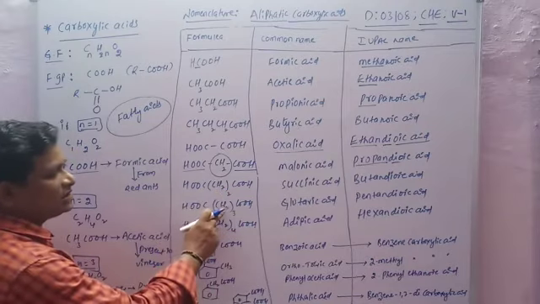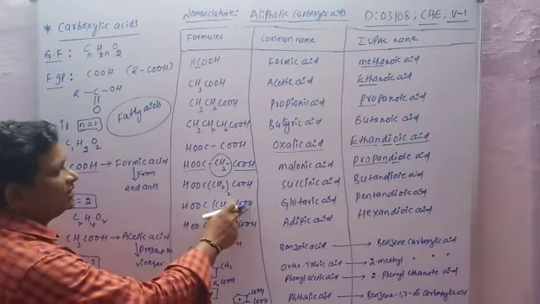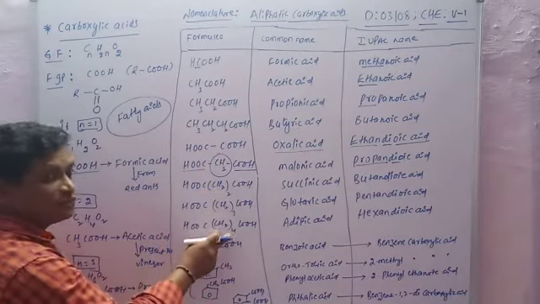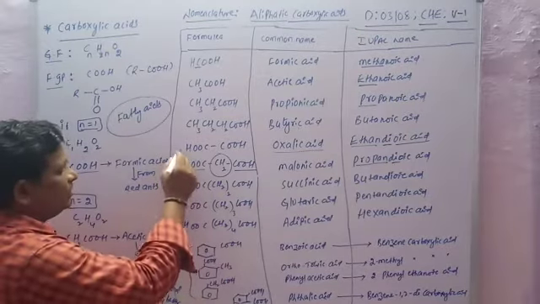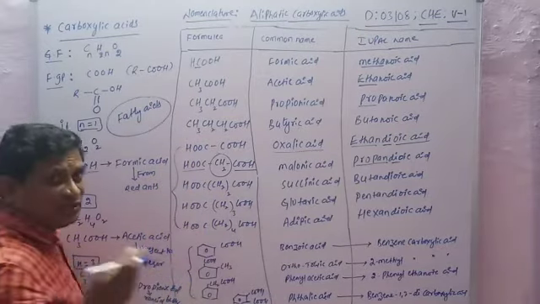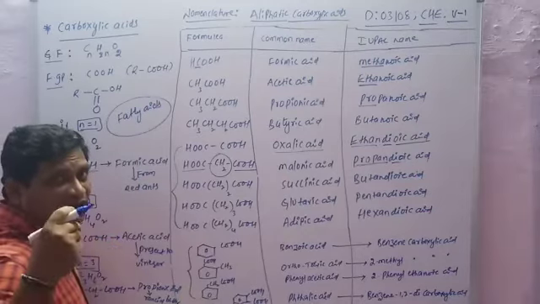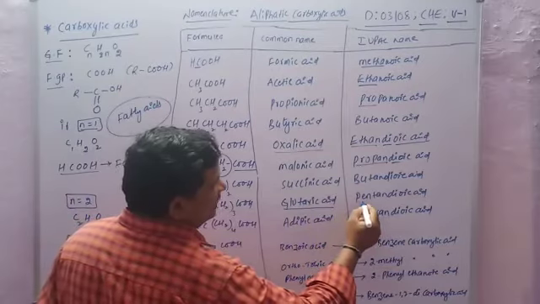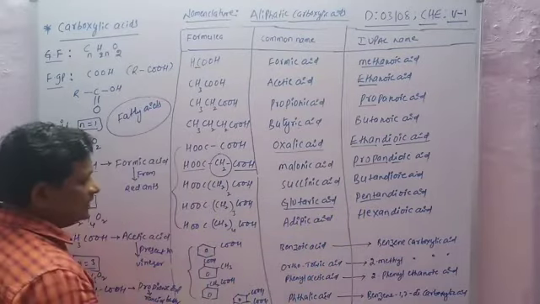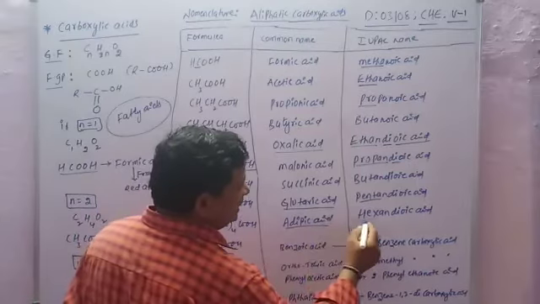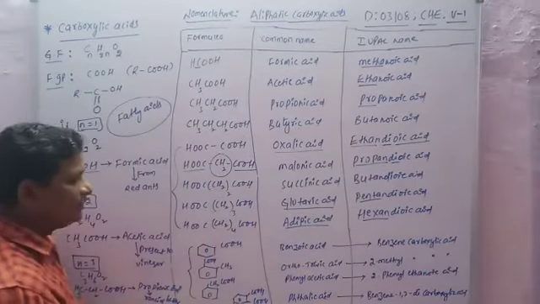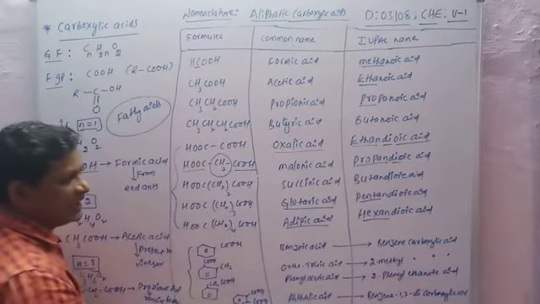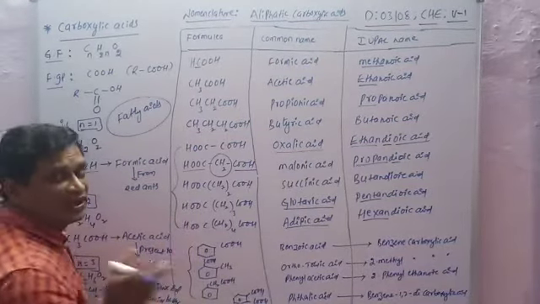Now COOH, CH2 taken thrice, COOH. So no CH2 group, 1 methyl group, 2 methyl groups, 3 methyl groups, 4 methyl groups. From this compound to this compound, the methyl group increases by 1 unit. Now it is glutaric acid, pentane dioic acid. Next one is adipic acid, hexane dioic acid. Pent means 5, hex means 6.